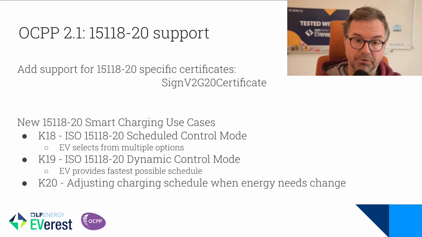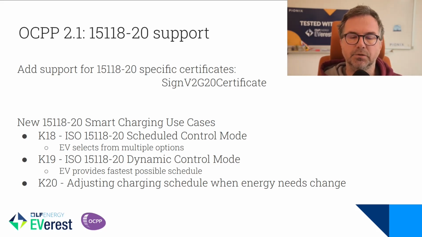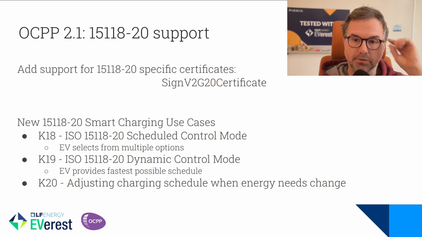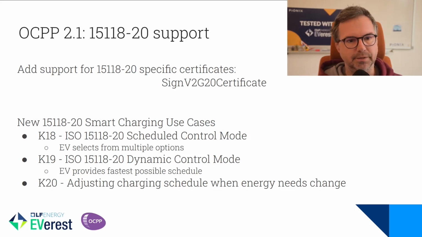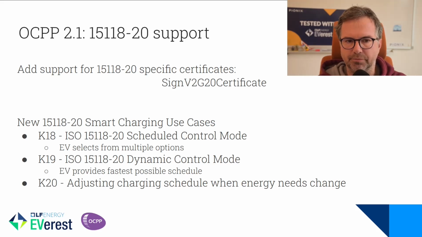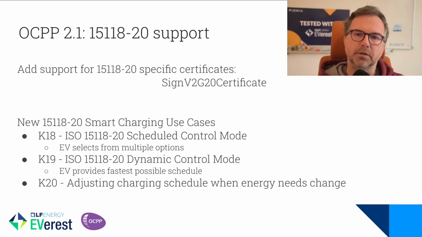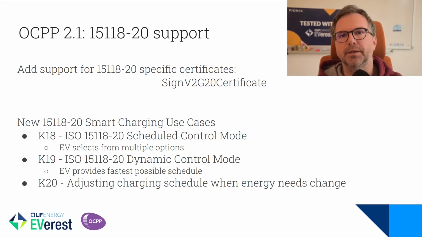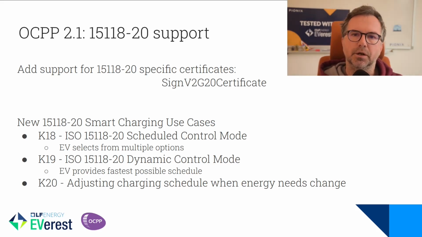The other alternative is dynamic control mode. That's where the EV, when it connects to the charging station, will tell the charging station, hey, these are my requirements. This is the fastest I can do. So this is the fastest schedule I could do, taking into account battery heating, the connection, the cable, all of the information that the vehicle has to come up with a schedule. This is the fastest I can do. And then the charging station comes back: okay, then I can give you this option to make that fastest schedule.